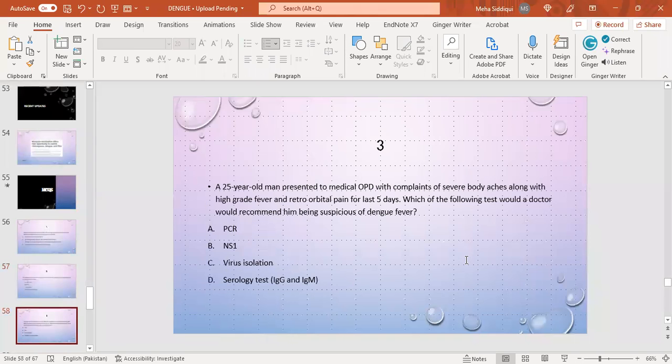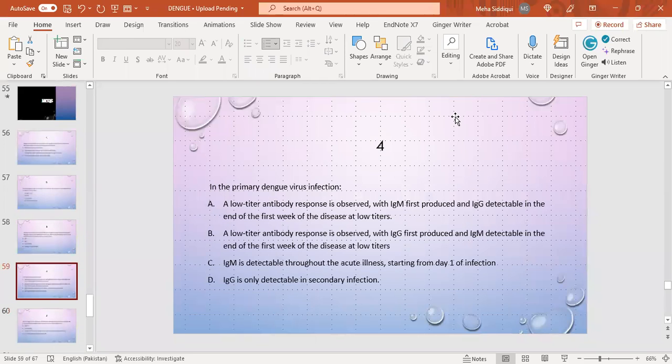MCQ number 3. A 25-year-old man presented to medical OPD with complaints of severe body aches, along with high-grade fever and retroorbital pain for the last 5 days. Which of the following tests would a doctor recommend, with suspicion of dengue fever? PCR, NS1, virus isolation, serology test, IgG and IgM. B is the right option. NS1. Yes.